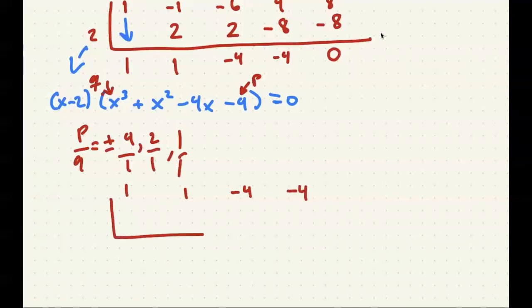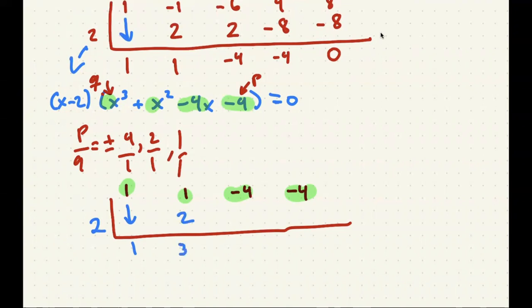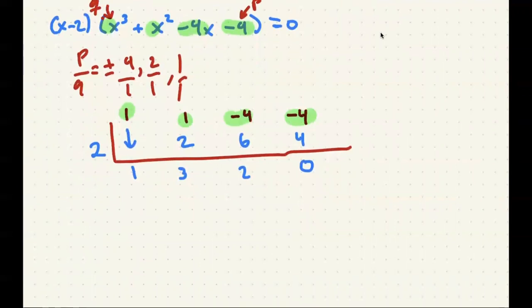Remember, these numbers come from the coefficients in front of x. So we're going to try 2 again. 1 times 1, well, it's going to be 1, and then 2 plus 1 gives us 3. Then 2 times 3 is 6. -4 plus 6 is positive 2. 2 times 2 is 4. -4 plus 4 is 0. So that means we have another x minus 2 as our zero.